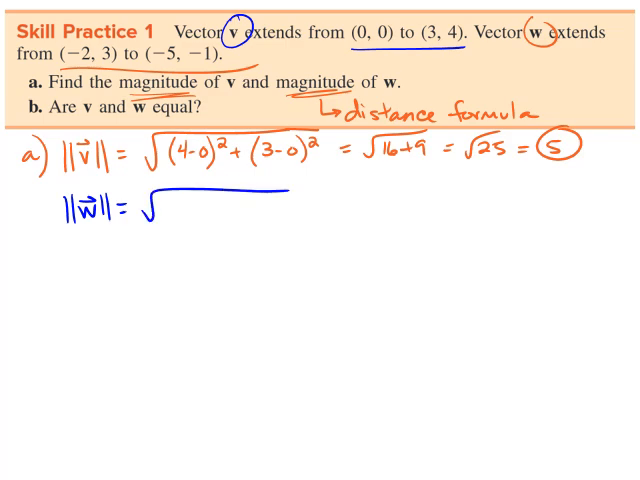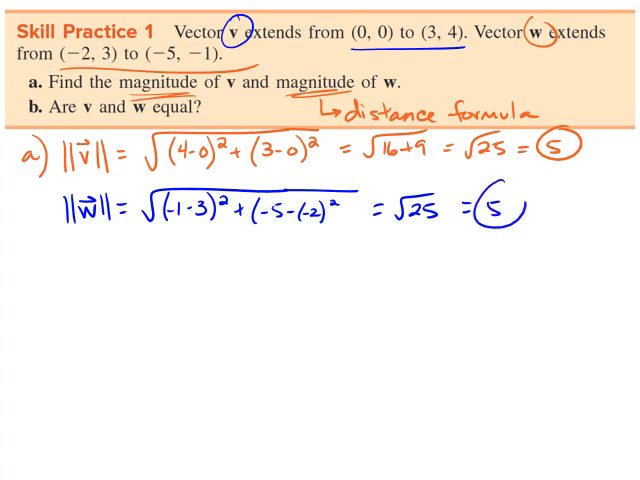So applying the distance formula in order to find the magnitude, we have (-1 - 3) squared plus (-5 - (-2)) squared. Be careful with that double negative. This also becomes the square root of 25, which is 5. So we have found that both of these magnitudes are 5.